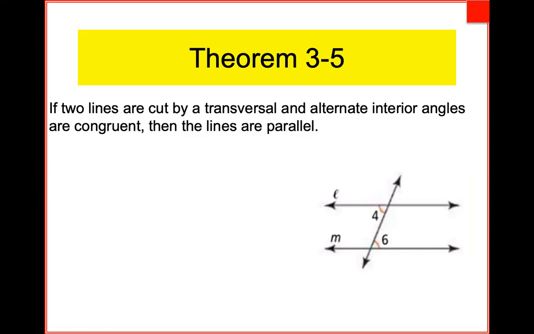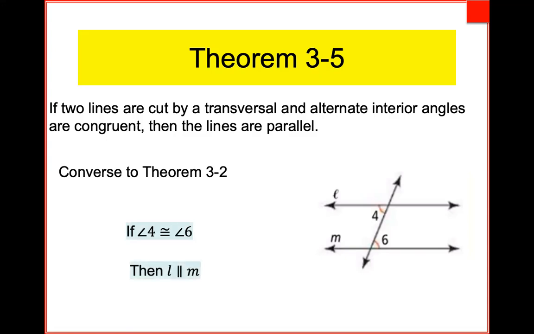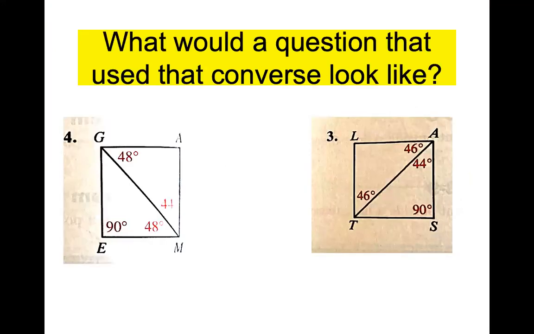All right, here we go. So this is theorem 3.5. If you can show that, notice I'm not showing that both alternate interior angles are congruent, just one set of alternate interior angles. All right, so this is the converse to 3.2. If angle 4 is congruent to angle 6, then we conclude that 2 lines are parallel. 2 arrows. All right, what would the homework questions look like? Easy, easy. They're both easy.